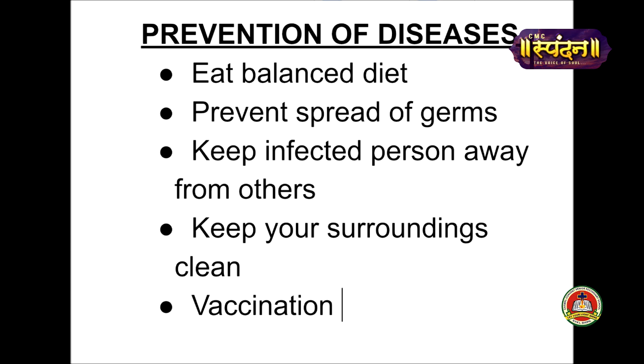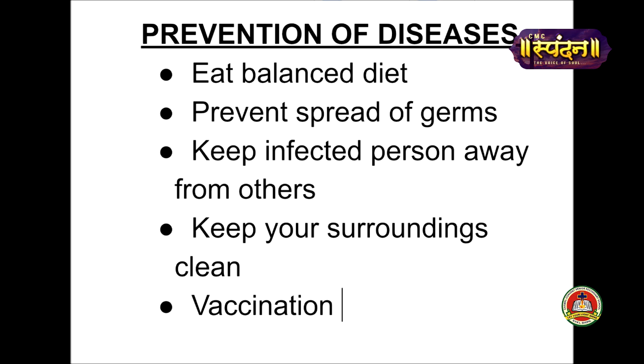So how do you prevent yourself from diseases? The first important thing is that you eat a balanced diet. The second is you prevent the spread of germs from one person to another, and keep the infected person away from others. Very important is to keep the surroundings clean. And the last important thing is that you can prevent communicable diseases by vaccination.